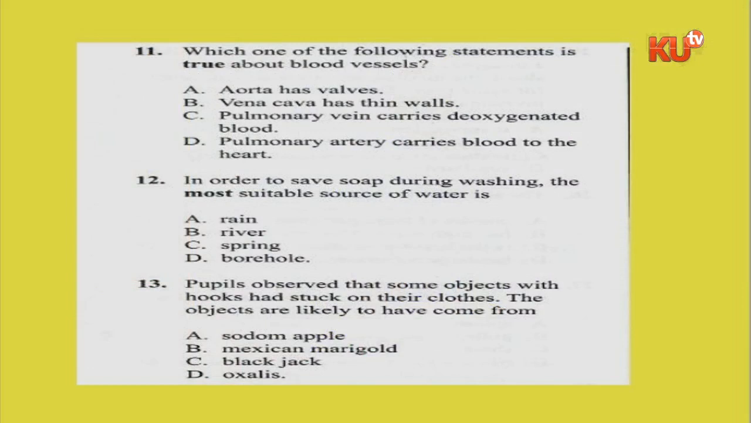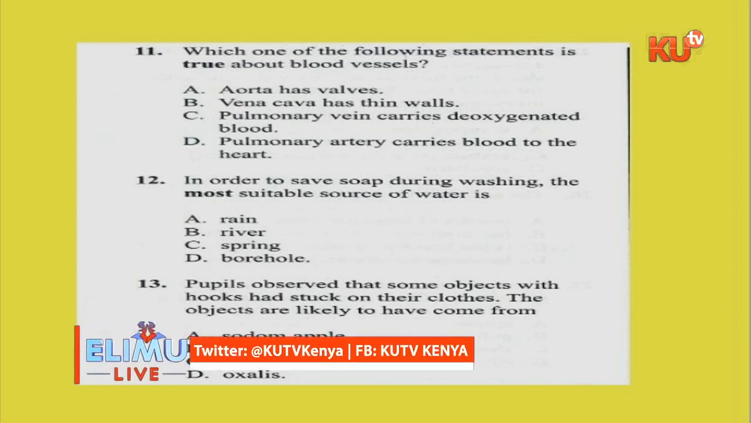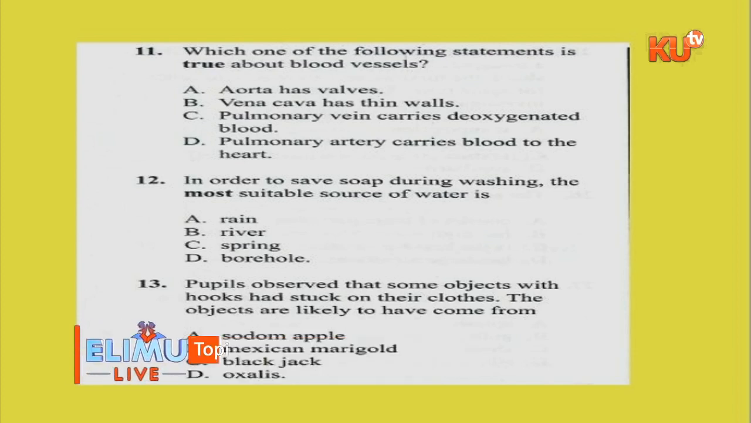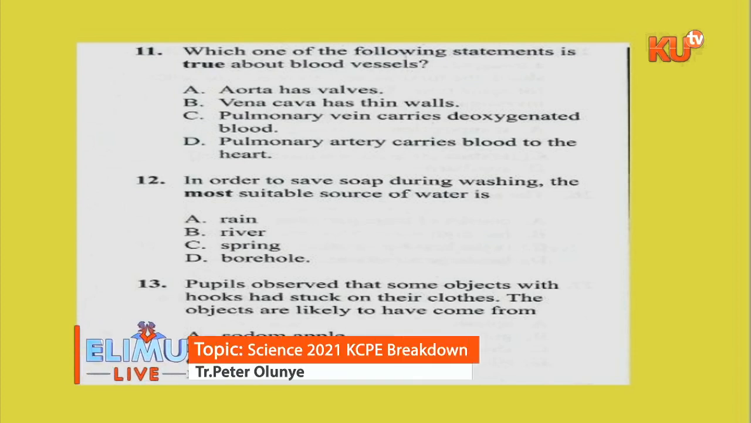Question number 11. Which one of the following statements is true about blood vessels? Remember, this is now class 7 work talking about the circulatory system. A, aorta has valves. That one is not correct because we said that veins are the ones that have valves to prevent the backflow. Let's jump to choice C.